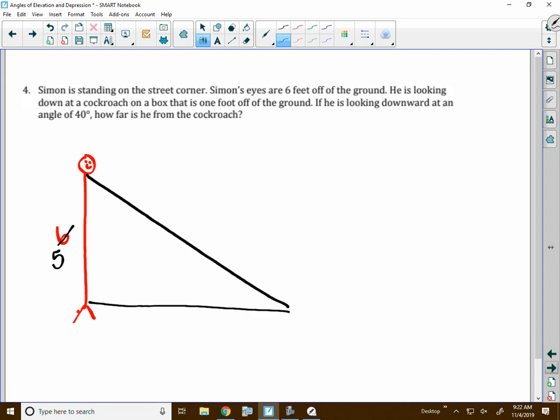Now, like I said at the beginning, angle of depression and angle of elevation are different things. If he's looking down at an angle of 40 degrees, that angle of depression is not inside the triangle. But that's okay, because what did I say about the angle of depression and angle of elevation? They're the same. So right here is also 40 degrees.